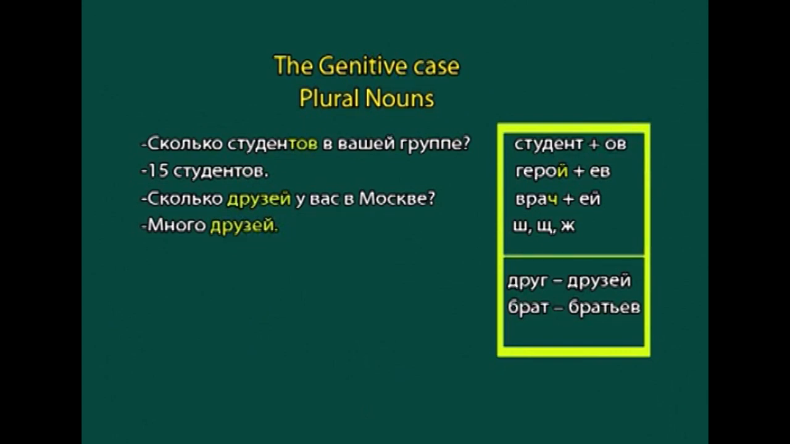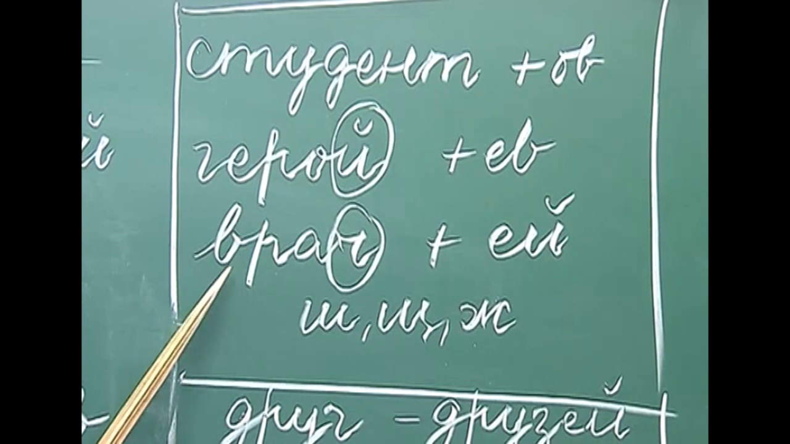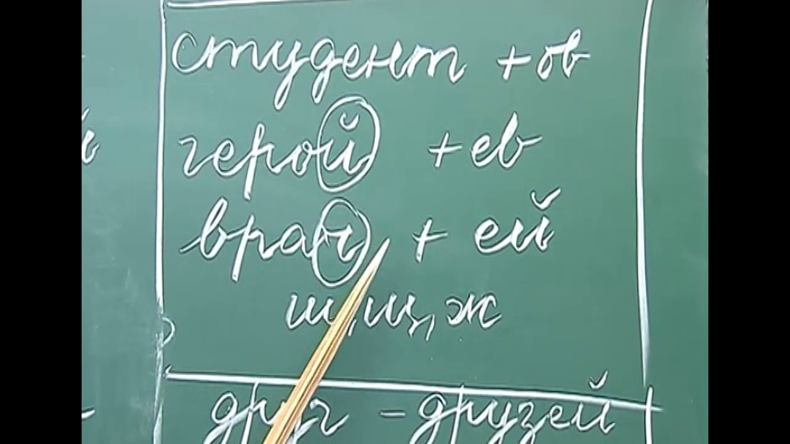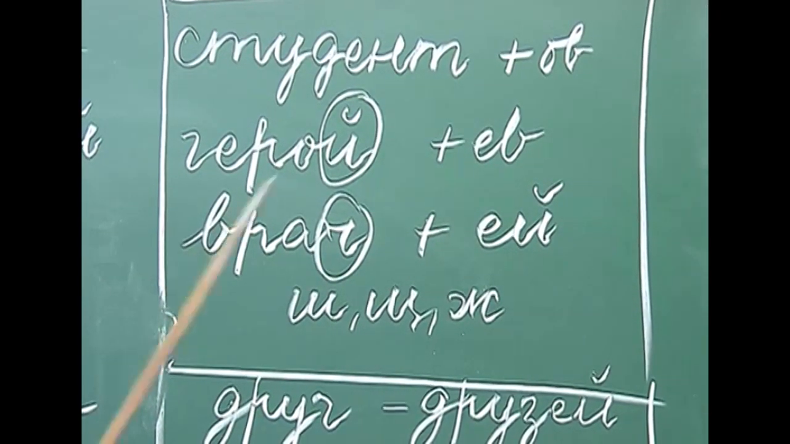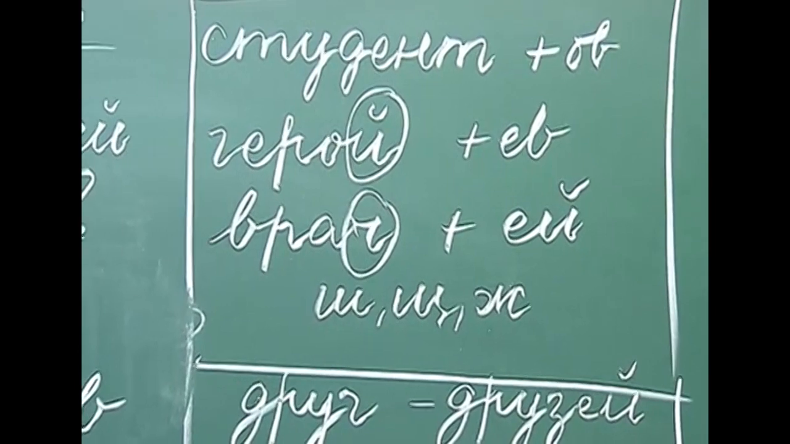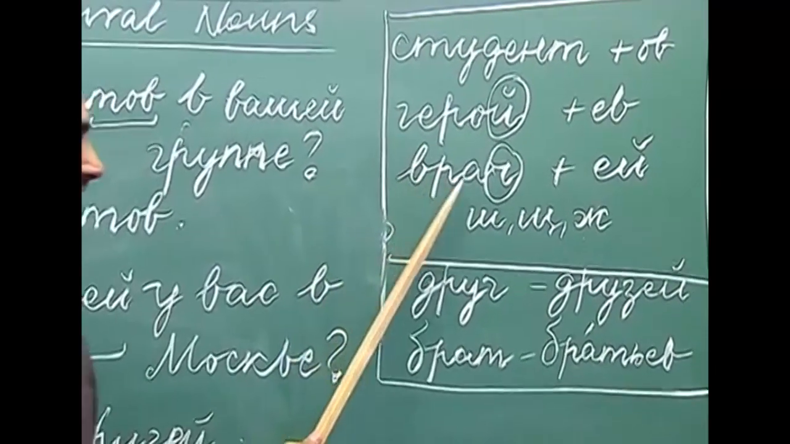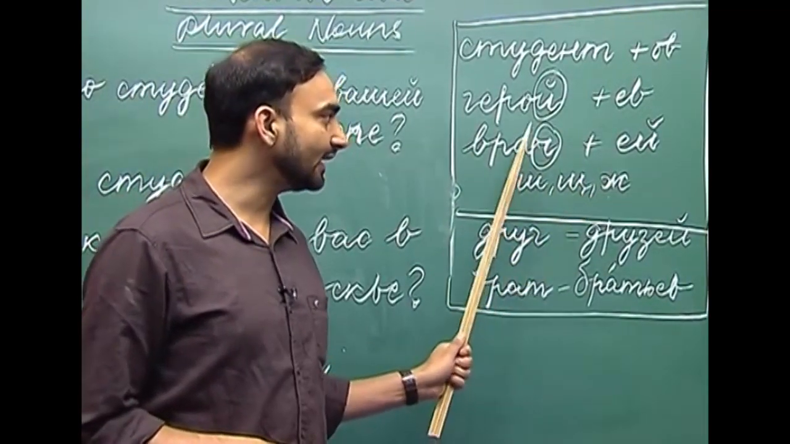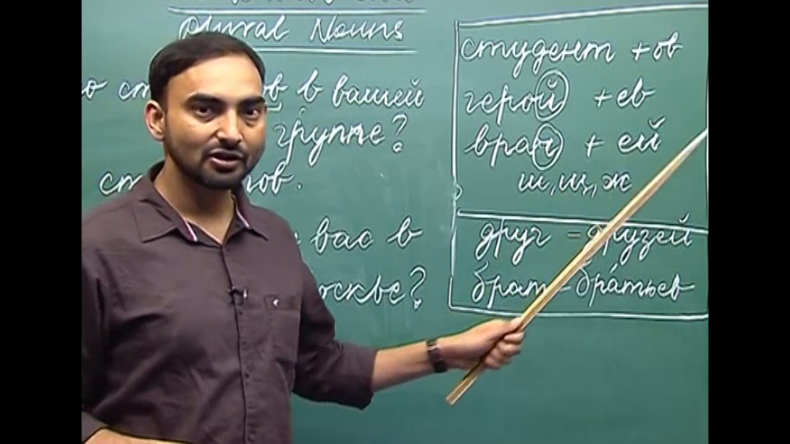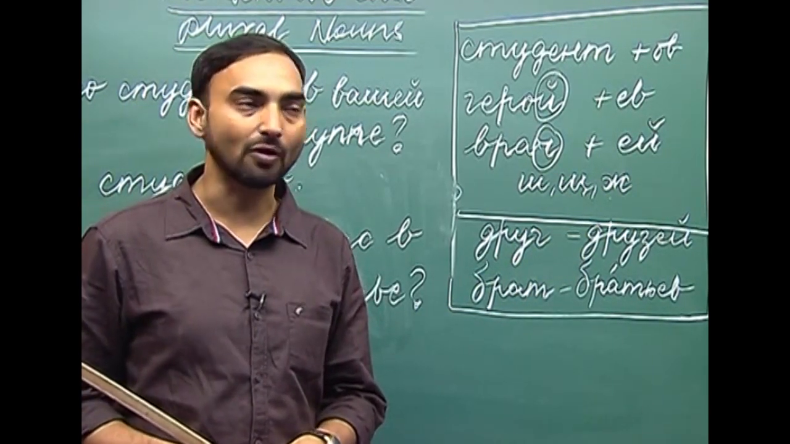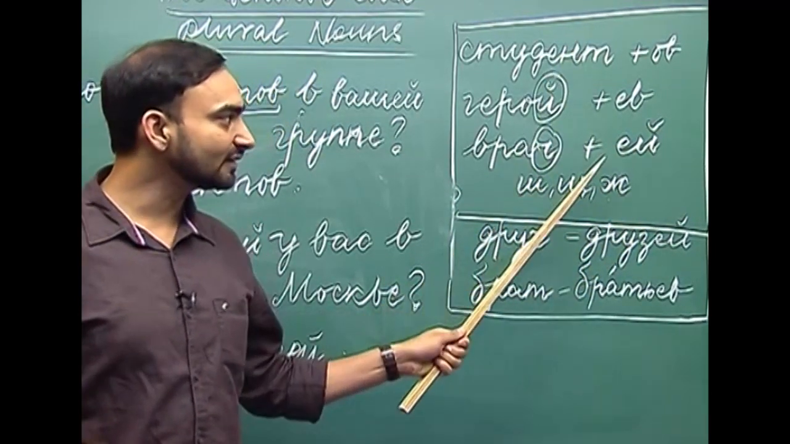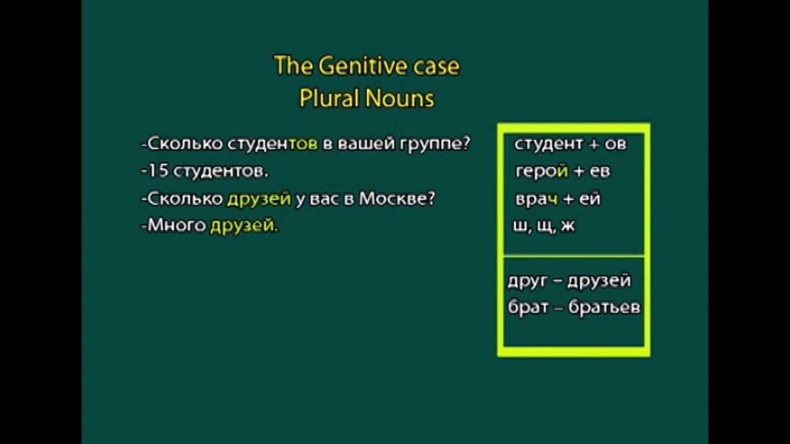Героев. The third noun I have written here is врач. Врач ends with a consonant here, but there is a rule that whenever we come across a noun with either ч, ш, щ, or ж at the end, we add ей to get its genitive plural form. So, врач, врачей. So, these are the rules that determine the form of the noun in the genitive plural.